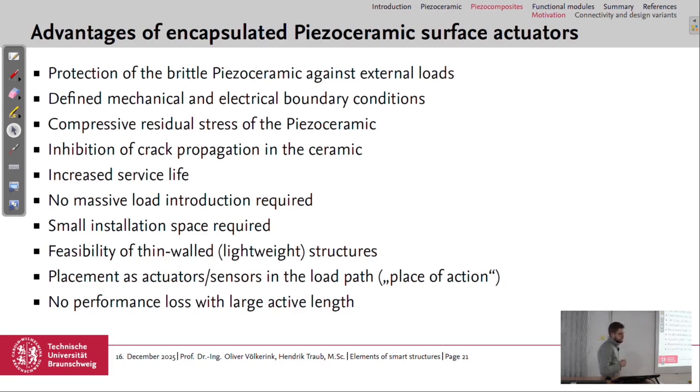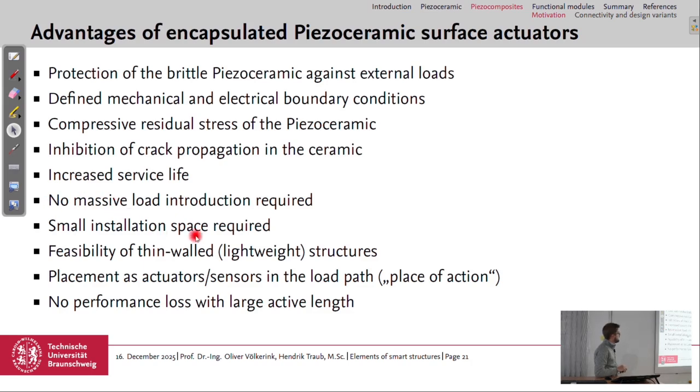So what are the advantages if we build piezoceramic surface actuators as a composite? We protect the brittle piezoceramics against external loads. We have really defined mechanical and electrical boundary conditions. Again, the compressive residual stresses we will have a look on later. We inhibit crack propagation in the brittle ceramic. With this, we increase also service life of the actuator or the transducer.